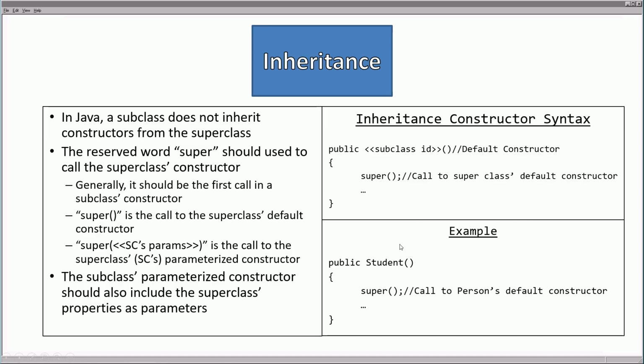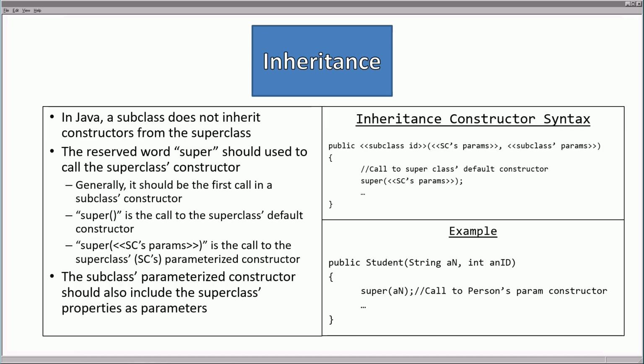If we have the student, which was established that a student is a person, then its default constructor public student is like this, and then we call super with the parenthesis, and this is a call to the person's default constructor. Now very similarly, you have the parameterized constructor, and this one also follows public, no return type, and the subclass's ID.